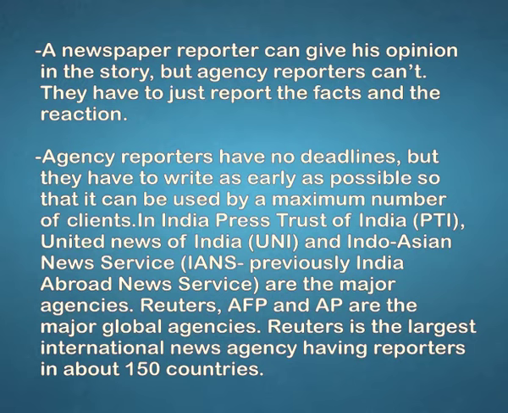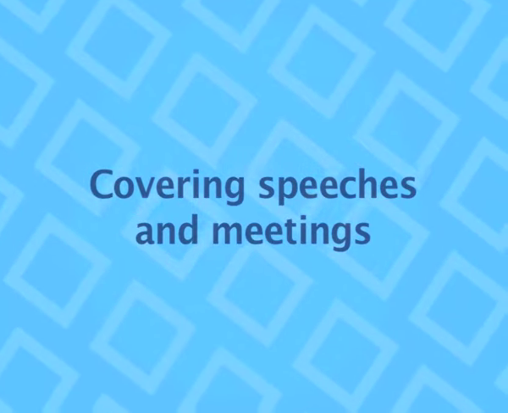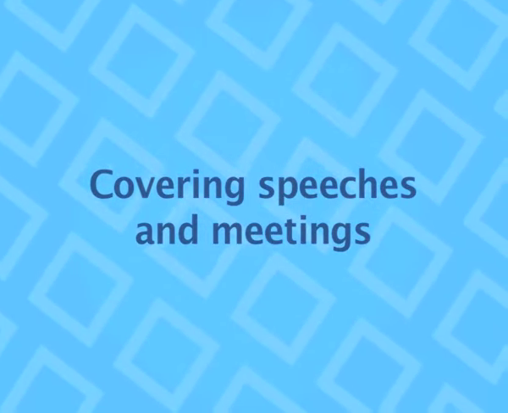In India, Press Trust of India (PTI), United News of India (UNI), and Indo-Asian News Service (IANS), previously India Abroad News Service, are the major agencies. Reuters, AFP, and AP are the major global agencies. Reuters is the largest international news agency, having reporters in about 150 countries, covering speeches and meetings.